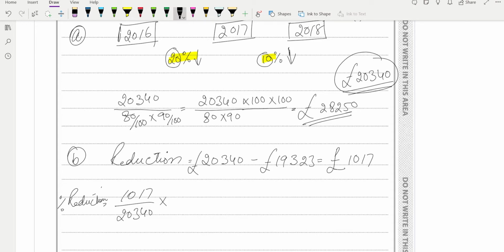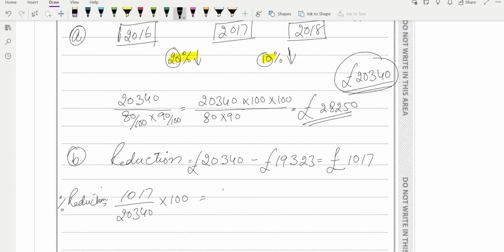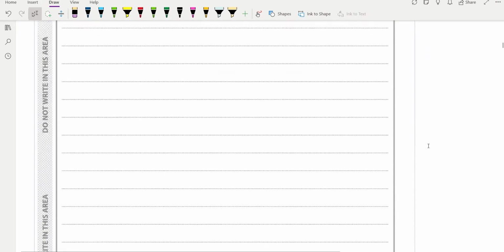It will be equal to this multiplied by 100, and we can write 1017 over 20340, and this will be multiplied by 100 for percentage. We have made a mistake over here, it should be 20340, and this will be equal to 5%. So 5% is the final answer for the B part. Hopefully you understood this. Now question number 2.